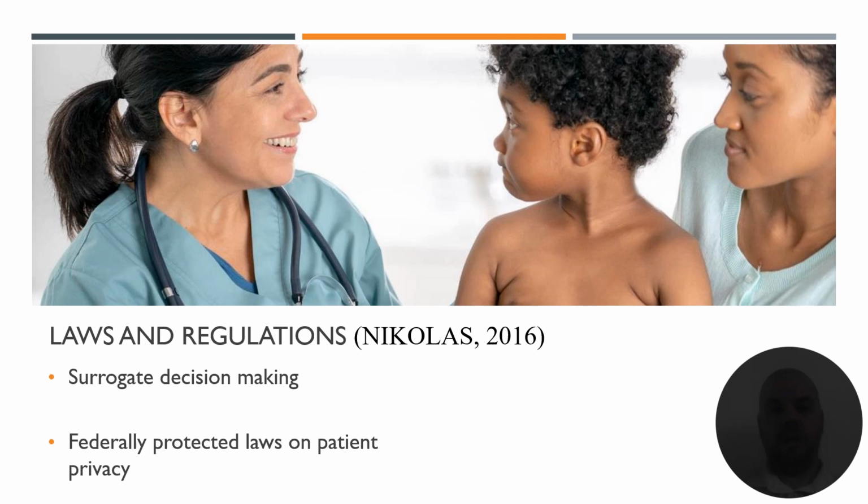Surrogate decision making. It is important for the care team to ensure that there is an understanding of the hierarchy determining the persons that are authorized to make medical decisions for the incapacitated patient. Patient privacy laws are federally protected. Healthcare teams have a firm understanding of the Health Insurance Portability and Accountability Act, which protects the patient's health information. Ensure that information being relayed to the family is only necessary information that will assist in their decision for the patient's care.